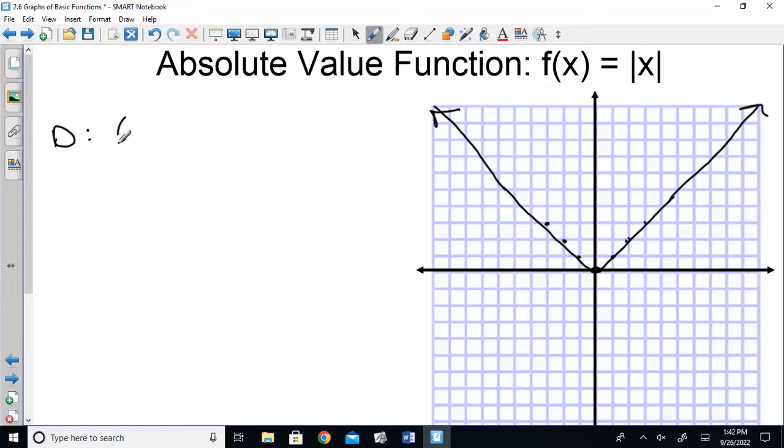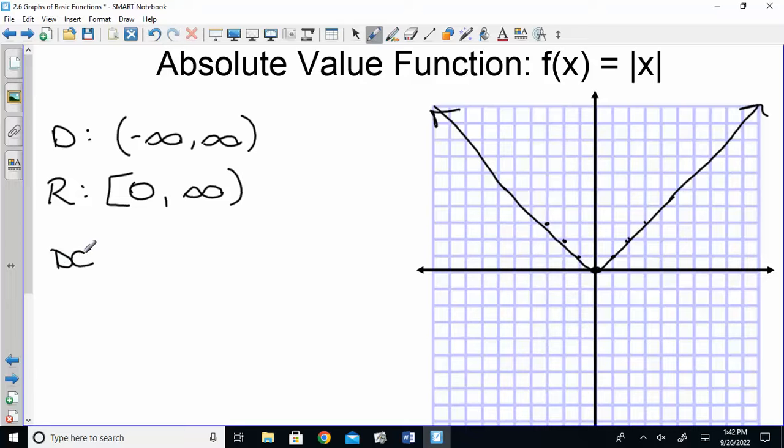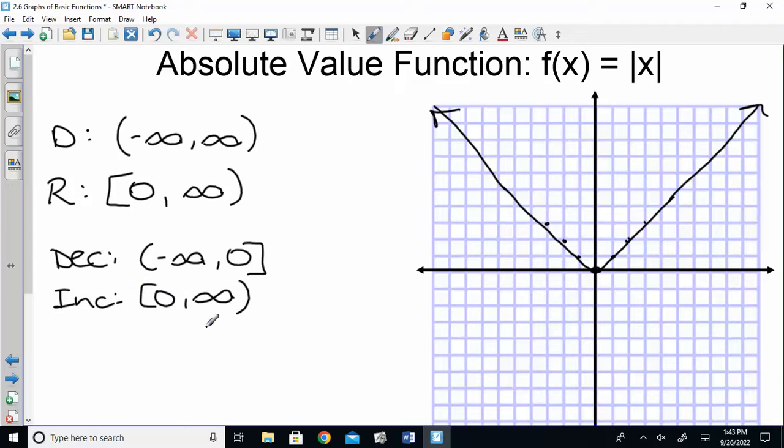Domain hits everything. Make sure when you do your infinities you're using those parentheses. Parentheses mean not equal to. Range, small to large, it hits the 0, so 0 gets a square bracket to infinity, and infinity gets a parenthesis. What's this first section doing? Decreasing from negative infinity to 0. Technically, with increasing and decreasing, on that 0, it is not going to matter if you do a parenthesis or a bracket. Either one is correct. And then after that, it increases from 0 to infinity.